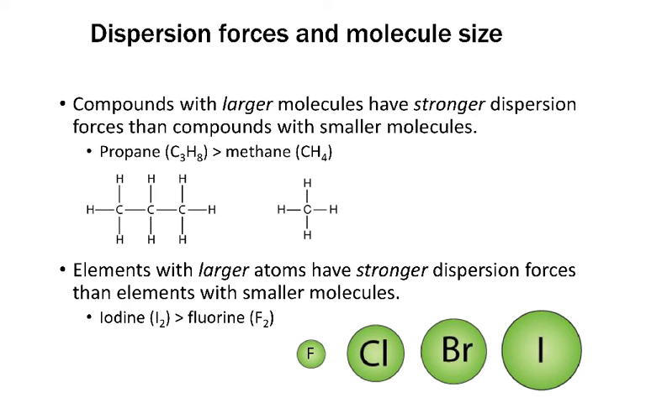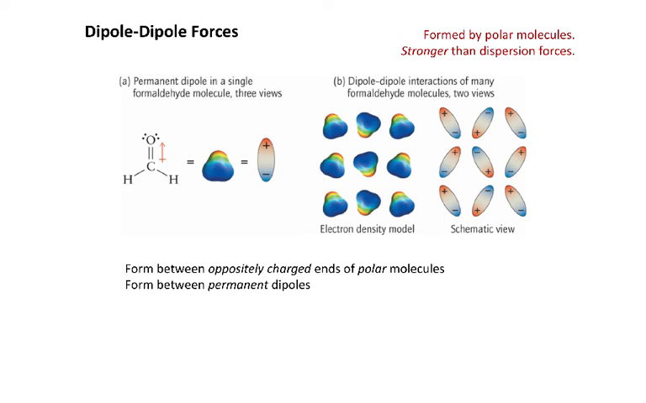Now this is nonpolar. If we have polar molecules, they have access to permanent dipoles, and those permanent dipoles will interact to give dipole-dipole forces. So these are formed by polar molecules, and they are stronger than dispersion forces. Here's a way to think about it. We have formaldehyde here as an example, CH2O, which has a permanent dipole indicated by the arrow here, pointing towards the oxygen.